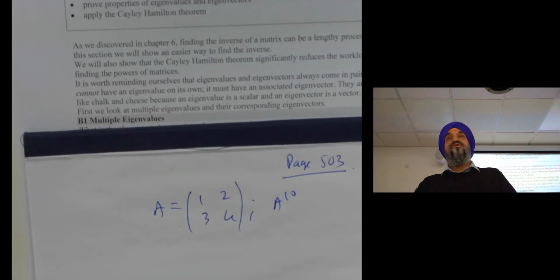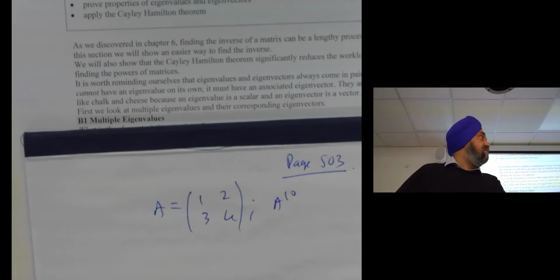I'll give you a clue: chalk and cheese. They're two different beasts. That's why the mother and child analogy is not really suitable. It's okay because you get the idea that you can find the eigenvalue, the mother, first, then you find the child. But in many ways, it doesn't work.